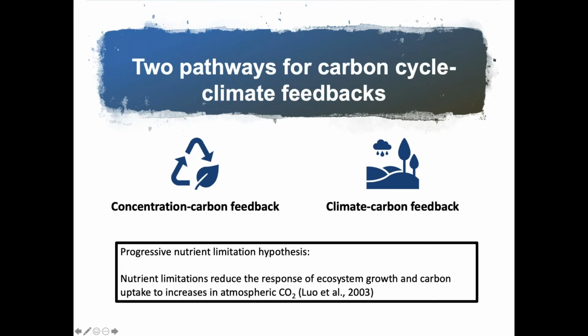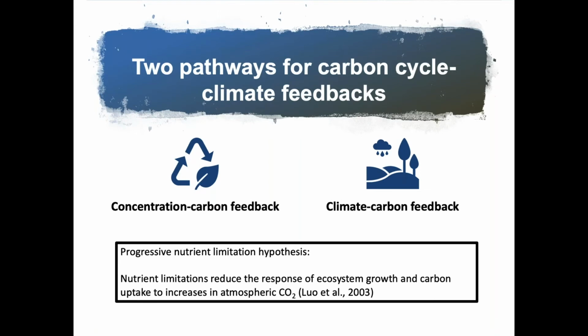So in addition to keeping these two pathways in mind, there's one more concept I want to introduce here, which is relevant to our simulation campaign. And that's something called the progressive nutrient limitation hypothesis. So we have these two mechanisms where CO2 and climate feed back on each other. And then layering on top of that, we also have nutrient limitations on ecosystem growth due to availability of other nutrients like nitrogen and phosphorus.